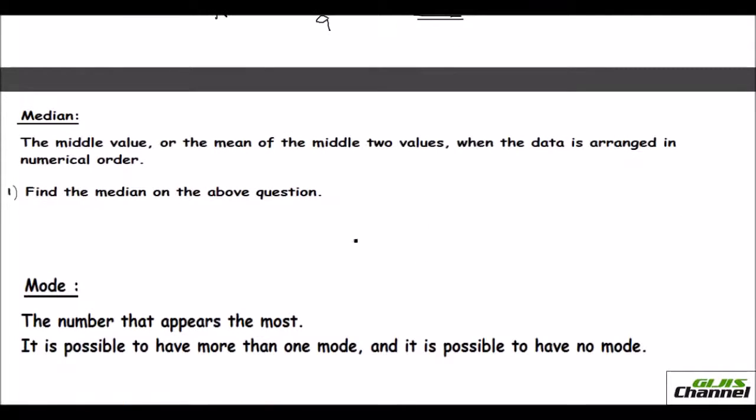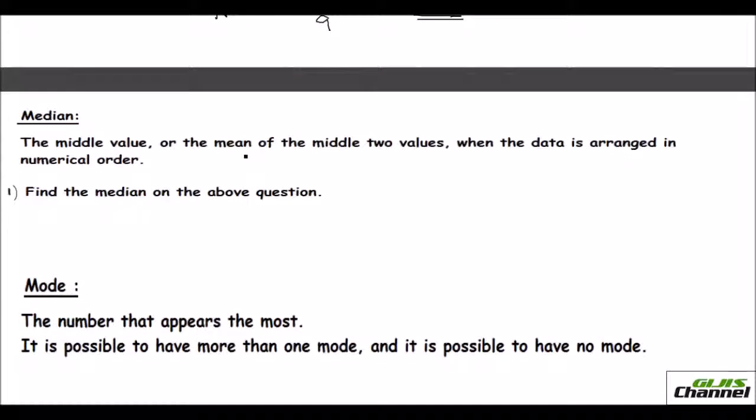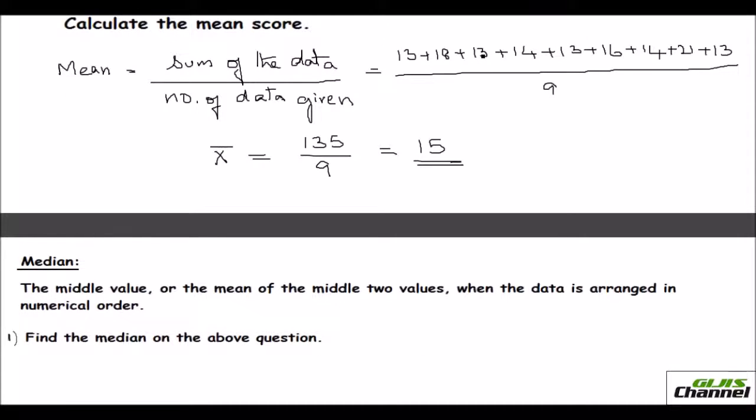So the next one here is the median. The median is the middle value. It is unlike the mean. Here we are just bothered about the middle value. The middle value, or the mean of the middle two values when the data is arranged in numerical order, is the median. So here they have asked you to find the median of the above question, the question which we have already done.